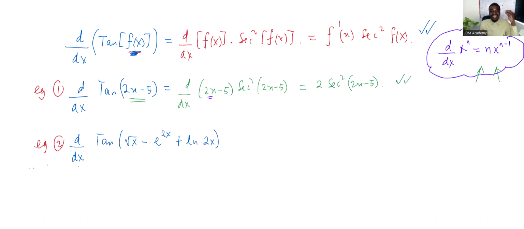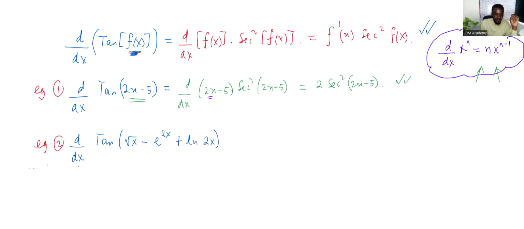What an interesting problem. Let us look at f of x. So is this tan of a certain function? Yes, it's tan of a certain function. And what is that function? That function is root x minus e to the power of 2x plus ln of 2x. So it's a combination of root x, an exponential function, and a natural logarithmic function.